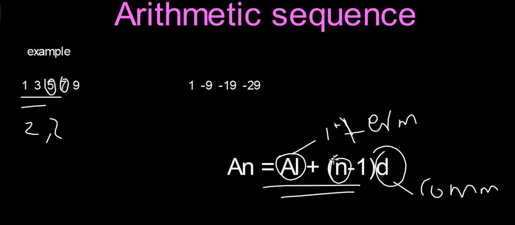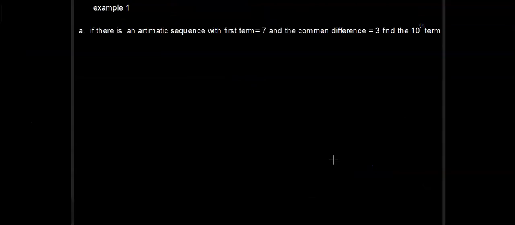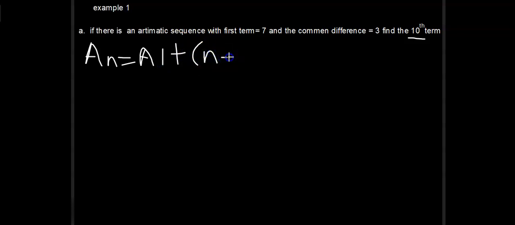Let's practice arithmetic sequences and apply these formulas. The first question says there is an arithmetic sequence with first term 7 and common difference 3, then find the tenth term. As I told you before, if they say find the tenth term, my n value will be 10. Let me write the formula: an is equal to a1 plus n minus 1 times d.